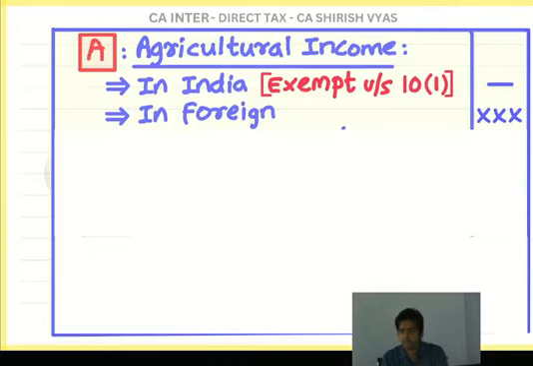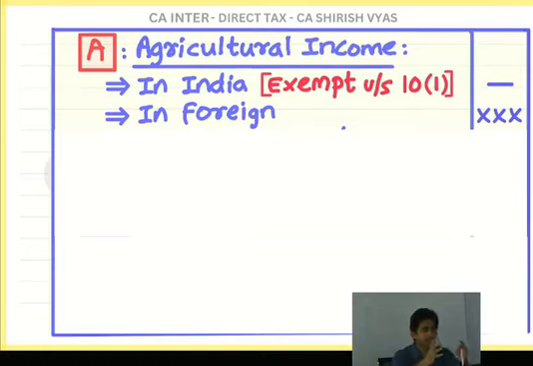MPs and MLAs. Member of Parliament, Member of Legislative Assembly, these people get salary. And their salary is also taxable under the head income from other sources. You will find it a little weird right now. You heard what I said? Members of Parliament and Members of Legislative Assembly, we call them MPs and MLAs. They get a fixed monthly salary. But that comes under income from other sources. So what is weird? It is salary, it should come under the head income from salary.